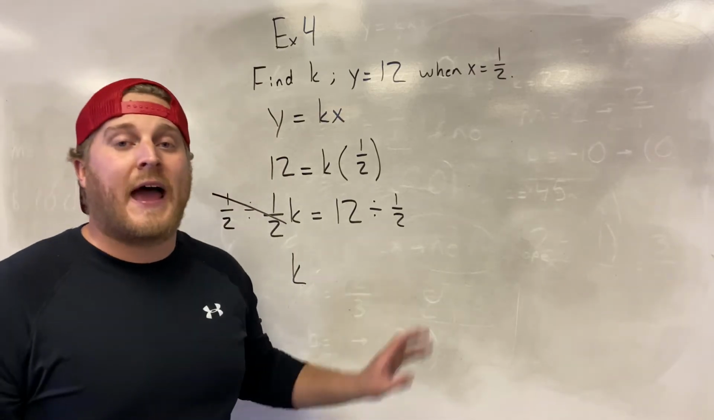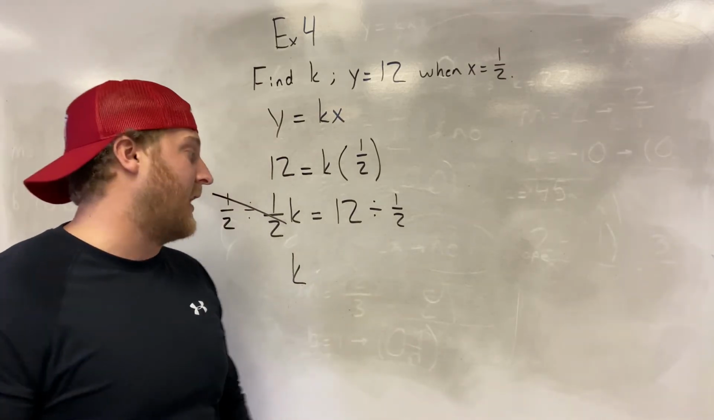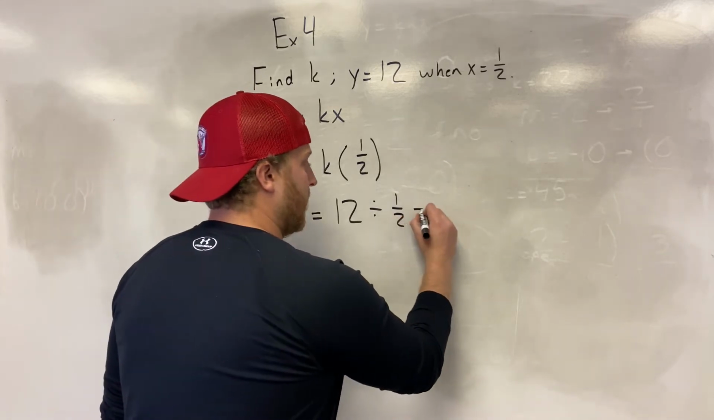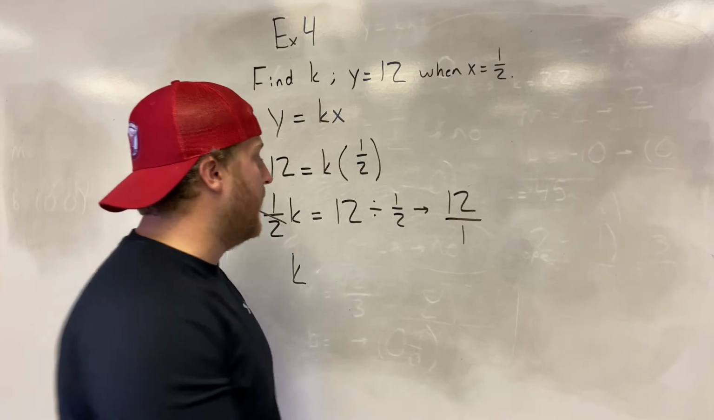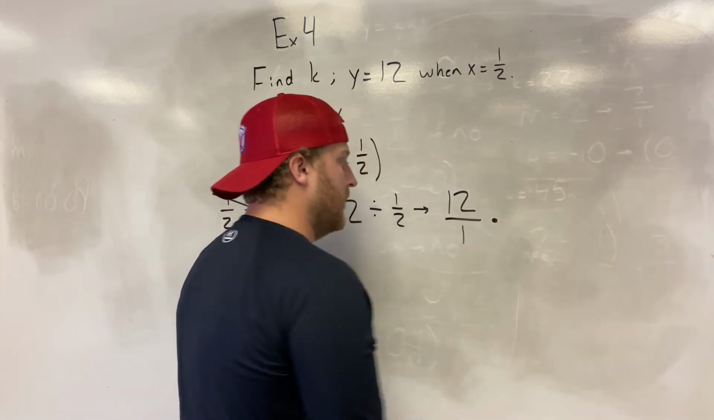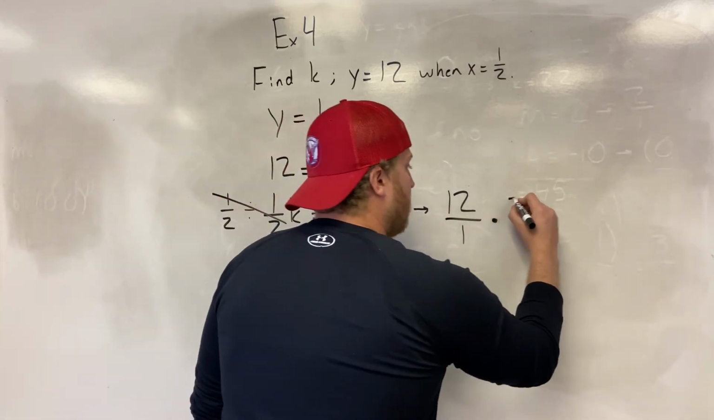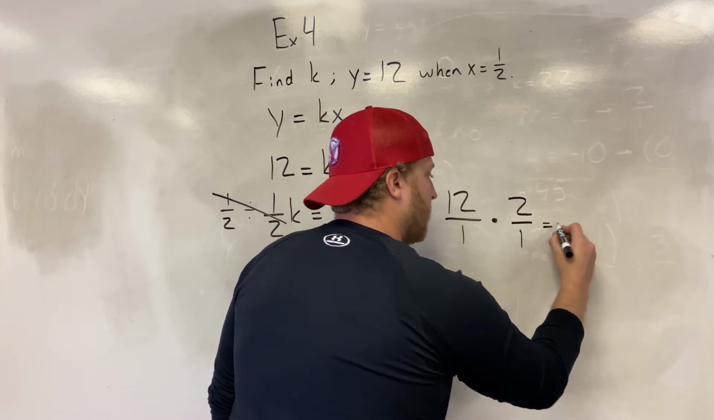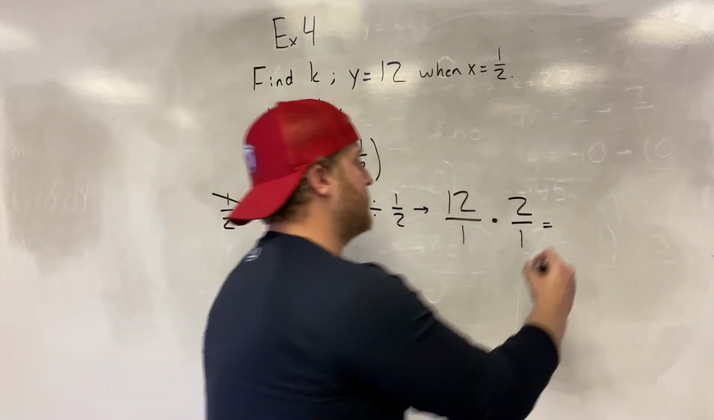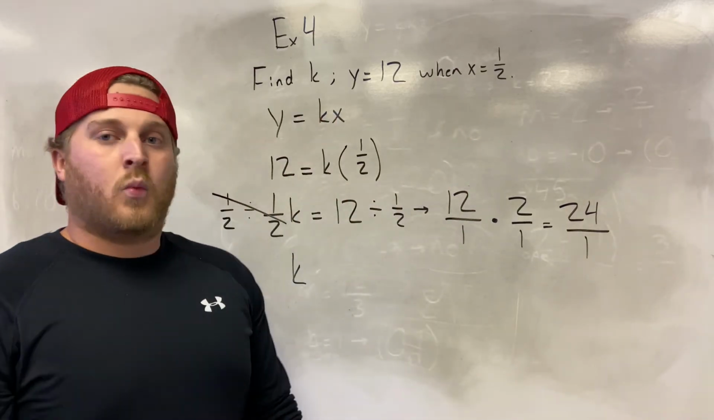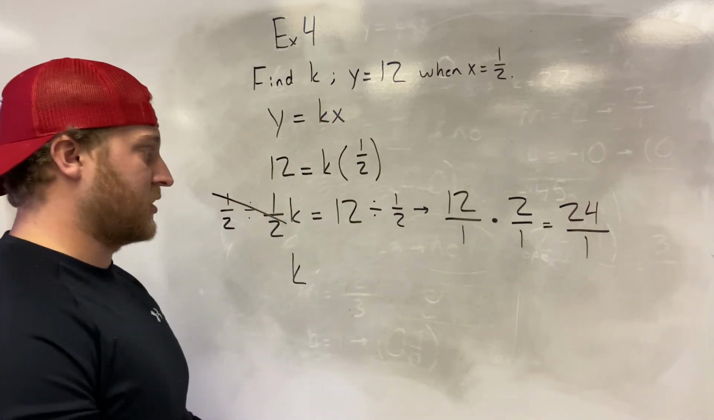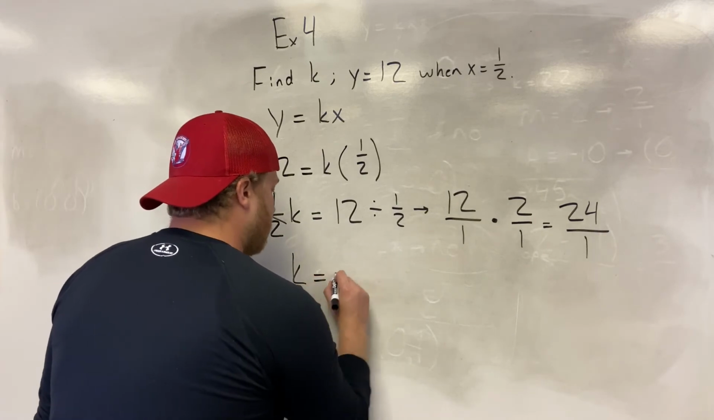And remember, we have a special rule when we're dividing fractions. This is keep it, change it, flip it. So we're going to keep the 12 and turn it into a fraction, 12 over 1, change it to multiplication, and flip it to 2 over 1. We're going to solve this out. 12 times 2 is 24 over 1. 24 over 1 can be reduced down to just 24, meaning k equals 24.